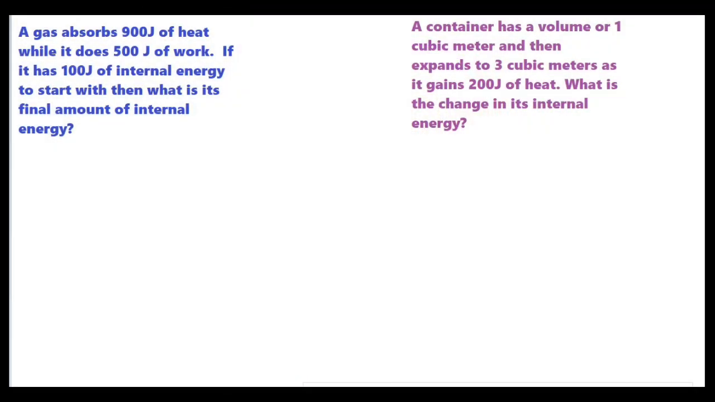In this video, we're going to be taking a look at 3 example problems that use the first law of thermodynamics. Now, the first question says a gas absorbs 900 joules of heat while it does 500 joules of work. If it has 100 joules of internal energy to start with, then what is its final amount of internal energy?